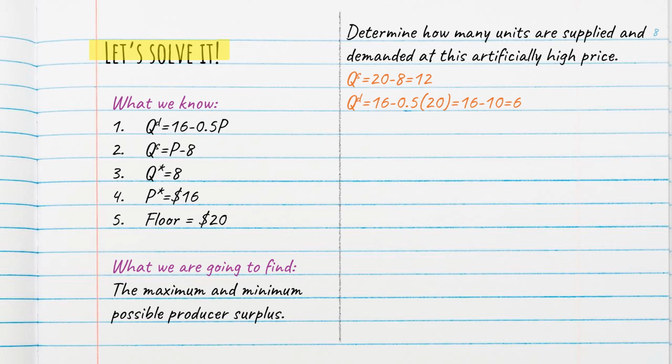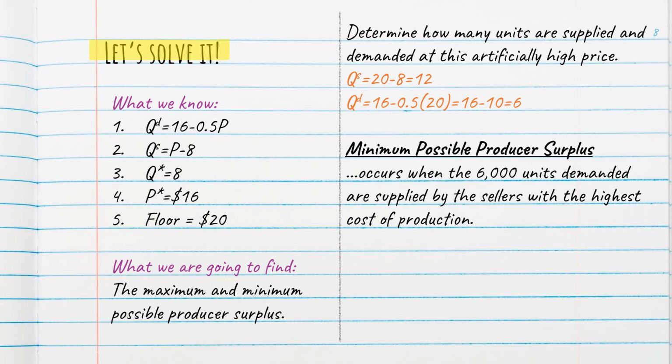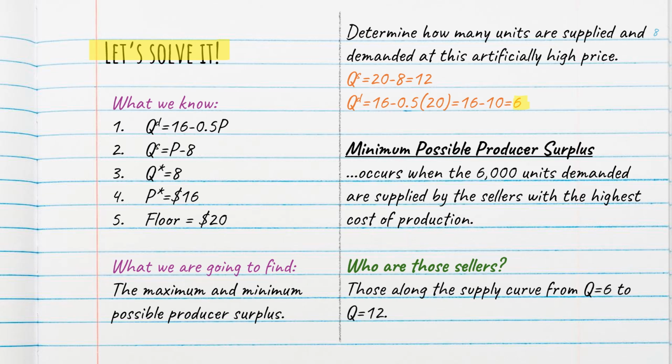Now we want to find the minimum possible producer surplus. That is going to occur when our 6,000 units demanded, from the math that we did earlier, are not supplied by the lowest cost sellers. Instead, they're supplied by the highest cost sellers. Who are these high cost sellers? They're not the ones on the bottom part of the supply curve. Instead, they're the 6,000 sellers with the highest cost that is still less than the price floor of $20. So in particular, it's going to be those along the supply curve from Q equals 6 to Q equals 12.